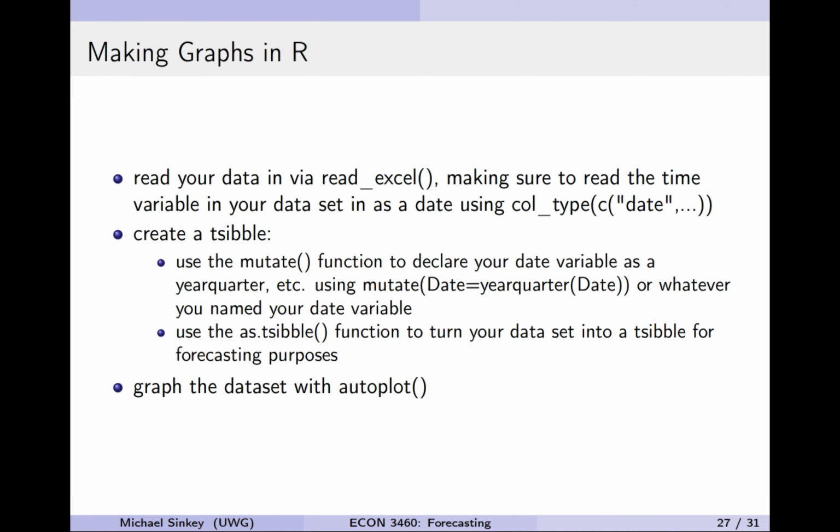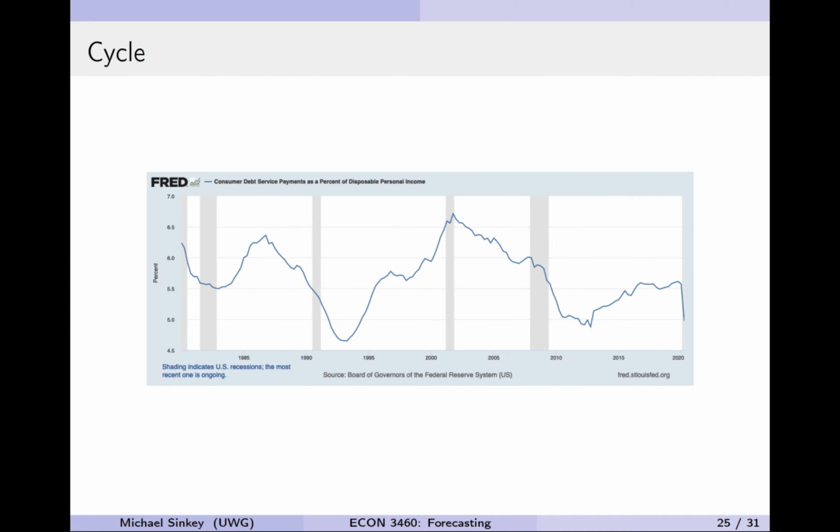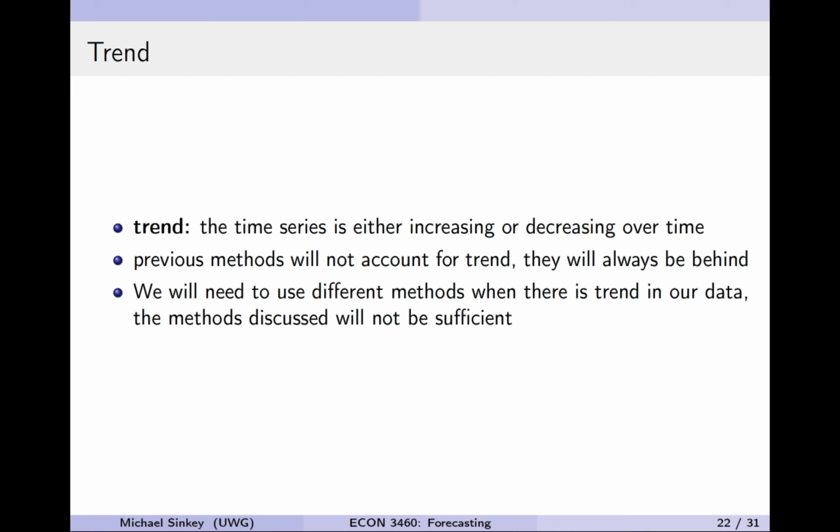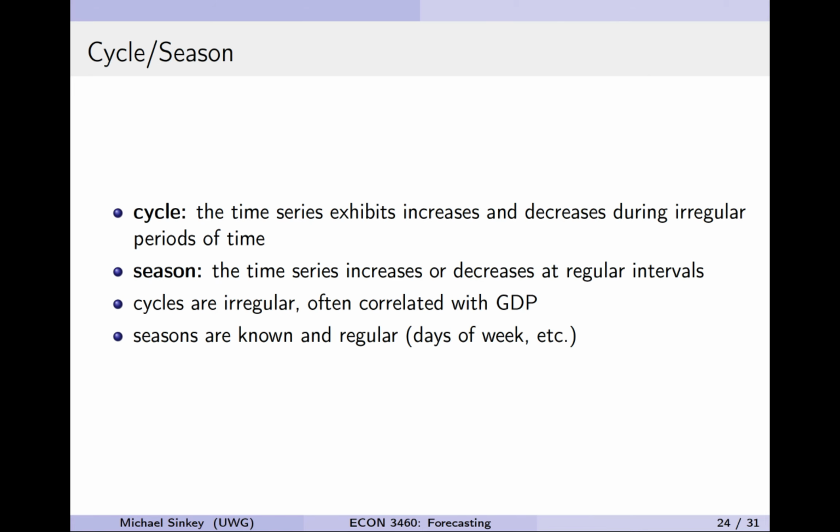Okay, so a lot to take in, but some key features we're looking for are trend, cyclicality, and seasonality. And these features are not captured by the naive model or the average model, but they are things that we want to capture.